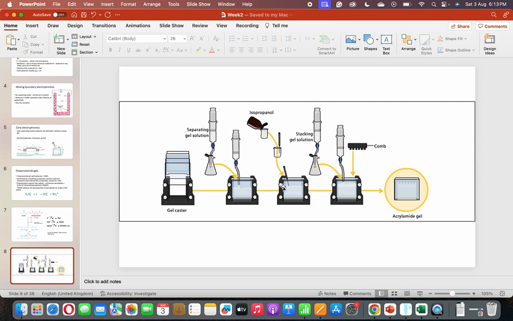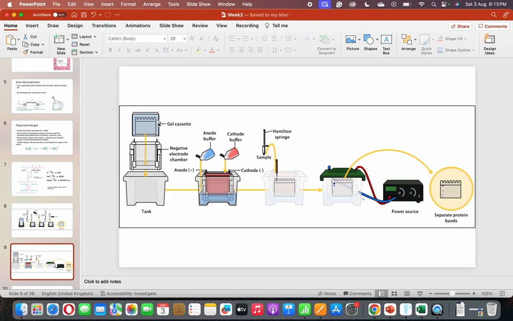After we cast the resolving gel, we will add an organic solvent on top. This prevents the entry of oxygen into the gel, because oxygen will mop up all the free radicals in your gel and make the polymerization process slow. After this bottom part is polymerized, we add a different kind of gel on top, called a stacking gel. We'll come to why we need a stacking gel later. Inside the stacking gel, we insert this comb. Its teeth form the wells where you can load your sample. Once this whole thing polymerizes, we get an acrylamide gel.